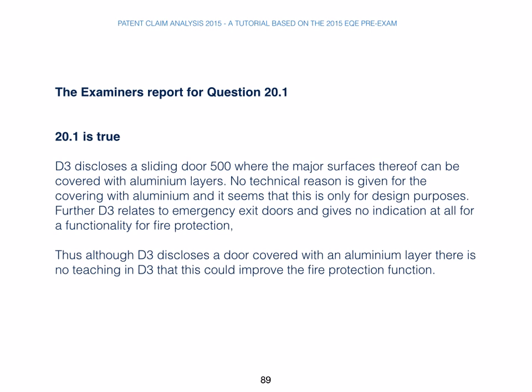Paragraph 4 of D3 suggests that the layers of aluminium on light and thin board can be used as the door is only used as an emergency exit door. As the examiners conclude, there is no teaching that this could improve the fire protection function, which was the objective problem over D2. The argument pattern, however, follows the problem and solution structure. Let's go to 20.2.